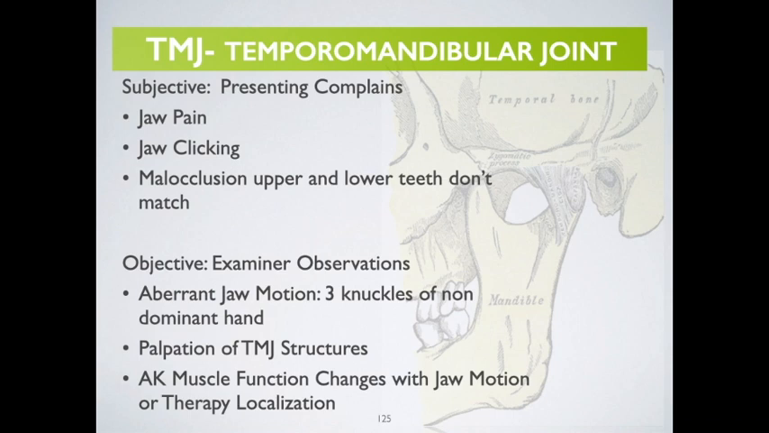And then, of course, the AK muscle testing protocols will ferret out a lot of issues. We use a strong indicator muscle, and we test the muscle. We test the jaw closing, opening, with and without therapy localization.